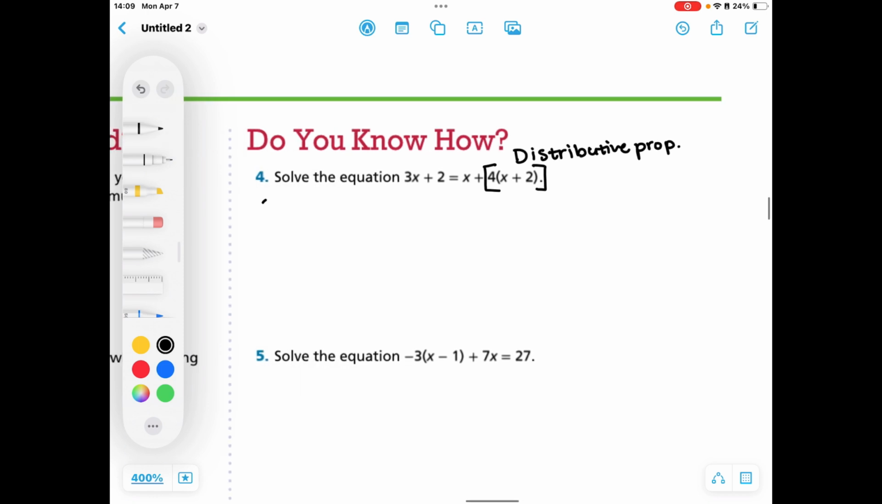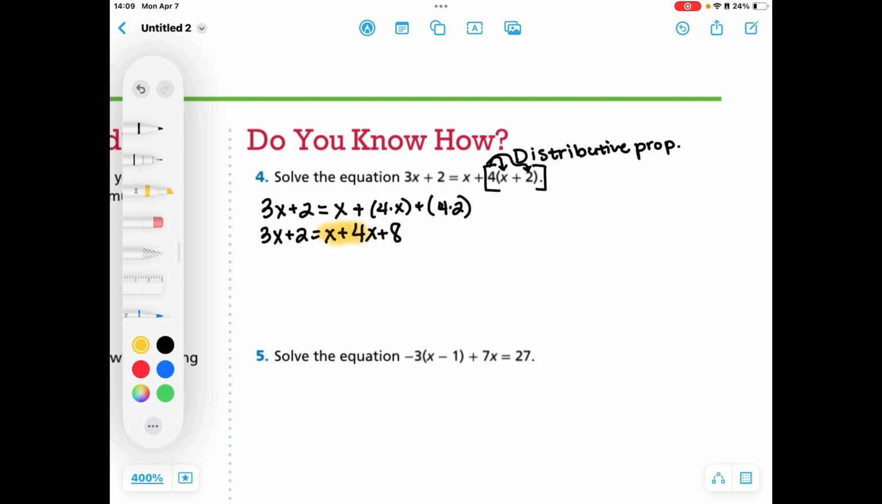So to start off with, 3x plus 2, there's absolutely nothing that I need to do with that. Same ordeal with this equals x. X cannot be simplified, but I can go ahead and do the distributive property first and multiply 4 to both of these terms. So 4 times x plus a 4 times 2. Simplifying, this will just be 3x plus 2 equals x plus 4x plus 8.